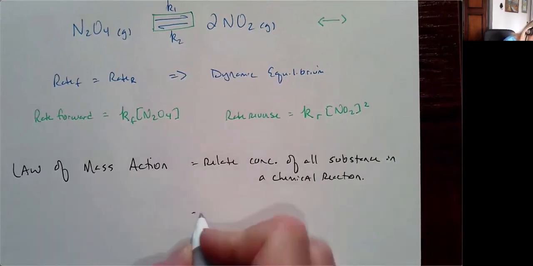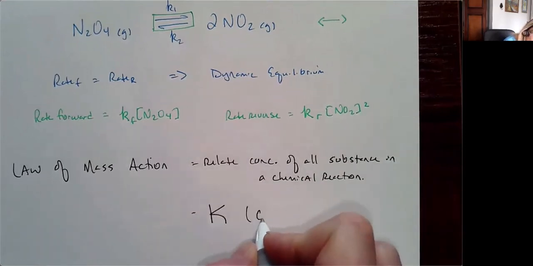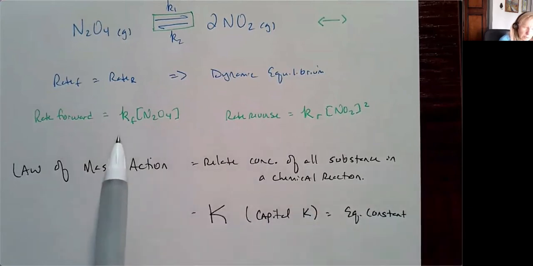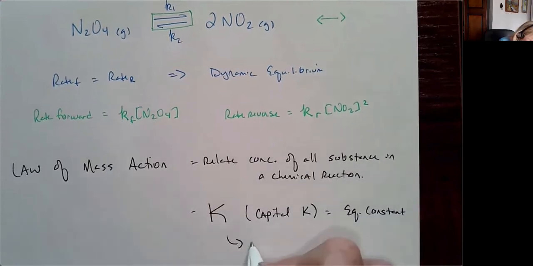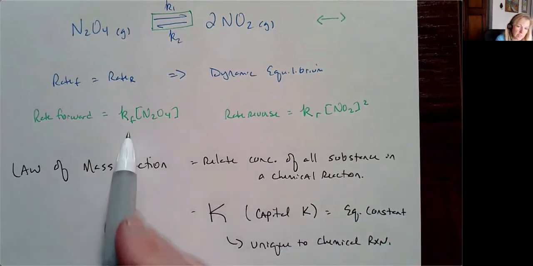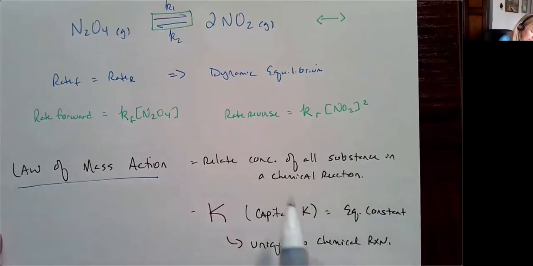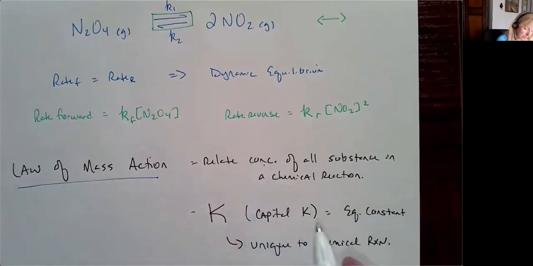It has a new component, large K, capital K, which is my equilibrium constant. Now remember, when we were talking about rate, my rate constant was little k. So now we're going to have large K. And large K is going to be unique to the chemical reaction, just like my rate constant was unique to that chemical reaction that was happening. My equilibrium constant is going to be that way as well. And I'm going to be able to write this law of mass action, which relates concentrations to K. So it relates these two things together. So, the law of mass action.